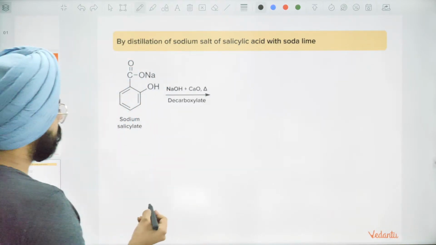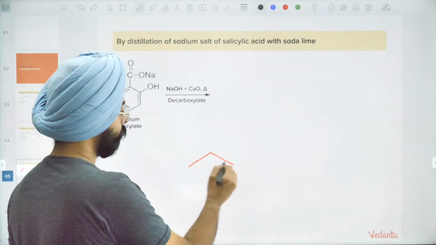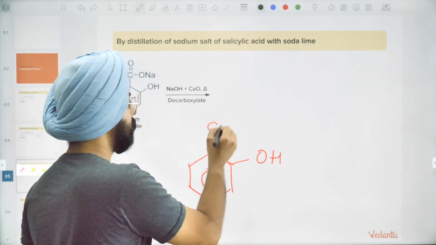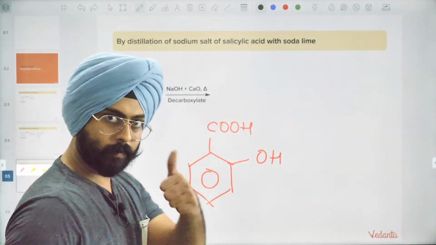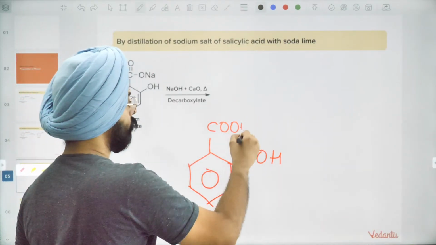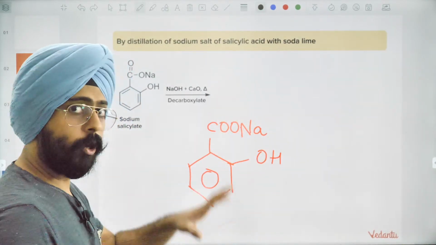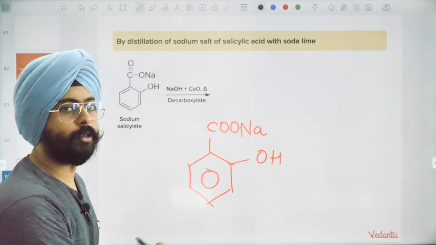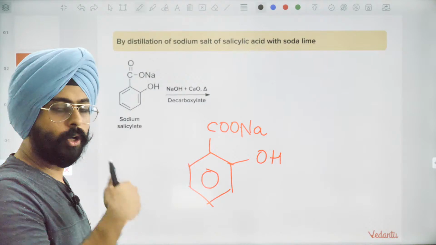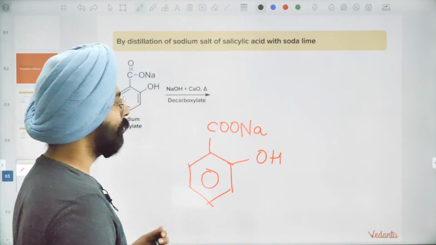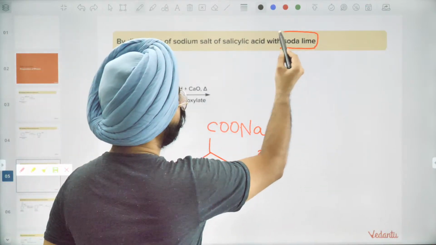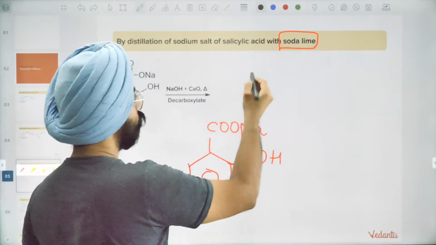So what is salicylic acid? Essentially it is just a benzene ring, okay, where one of the groups is OH and the other is COOH. Right? Now this, if I react it with sodium, it will become COONa. Fine. What we are doing is decarboxylation of the salicylic acid. How do we generally do decarboxylation? If you remember decarboxylation reactions from some other chapter, maybe if you've read it already or not, what you do is you react it with soda lime. What is soda lime? Soda, what will it be? NaOH.